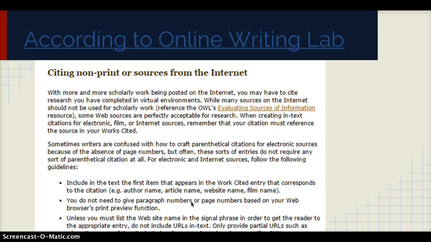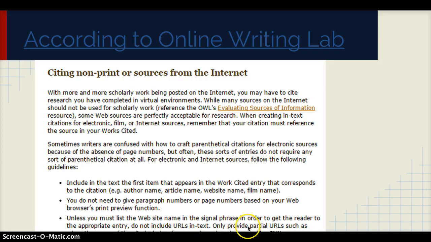Here's something that's really important for us right now, and you're not going to see the very bottom of this, I'm sorry. Because most of what you used are going to be online articles, it does tell us here that you need to include the first item that appears on the works cited entry. So it could be the author's name, the article name, the website name, or the film name. You do not need to give a paragraph number or a page number because a lot of times that's going to be different based on how people view what you have. And this last bullet point here that gets cut off says that you do not need to put the website URL in that in-text citation. It looks really awkward. So that piece needs to be saved for the actual works cited page.